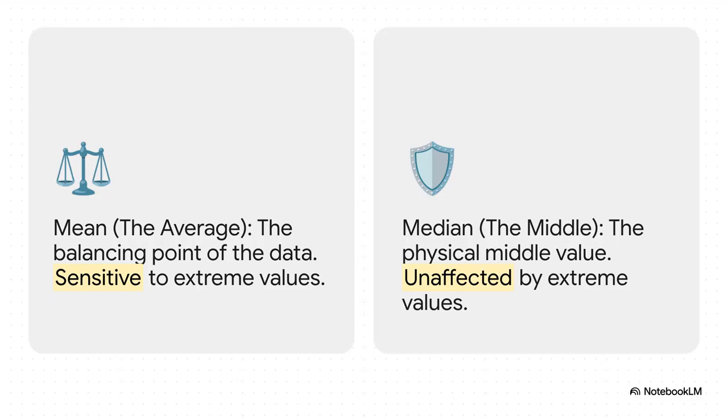To find the center of our data, we've got two main tools in our toolbox. First, there's the mean, the classic average we all learned in school. The only catch is it's a bit sensitive. One really high or low number can throw the whole thing off. And then you've got the median. The median is just the rock-solid value in the dead center of the list. It couldn't care less about the extreme values.